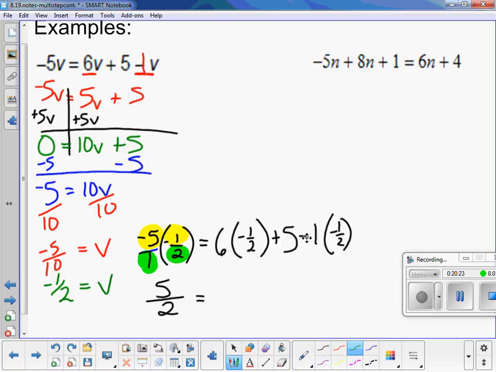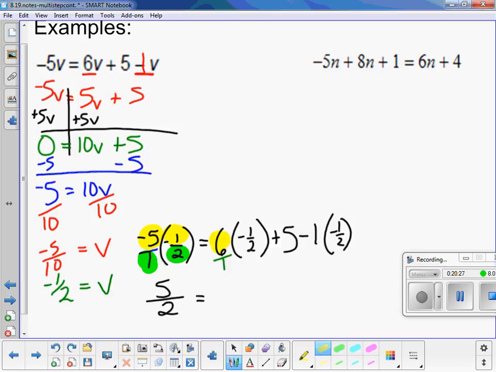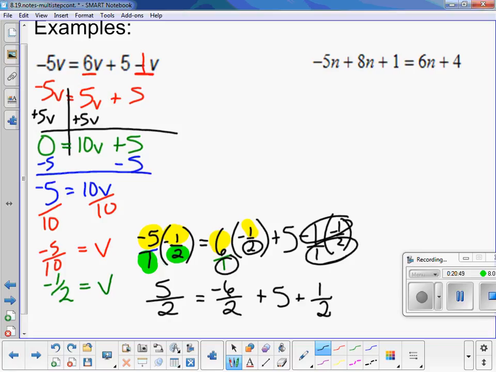Now here 6 is like over 1, and I'll have 6 times negative 1, which is negative 6, and I have 1 times 2, which is 2, plus bring down the 5, and then I have negative 1 over 1, and negative 1 times negative 1 is positive 1, and 1 times 2 is 2. So let's clean that up just a little bit here. Oh, not that far.